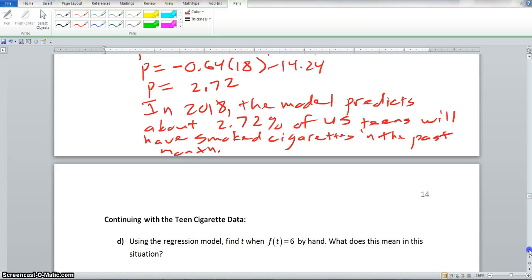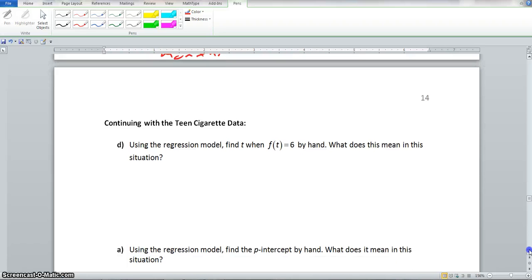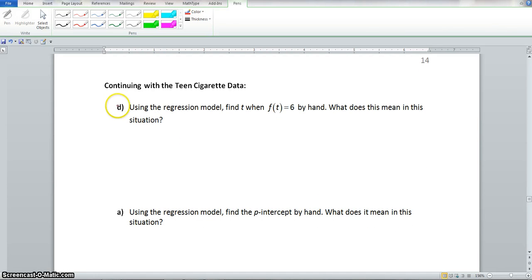Okay, now we go to your E, which is actually my D. It says using the regression model, find t when f of t is 6 by hand. What does this mean in this situation? So what we will have is that same equation.